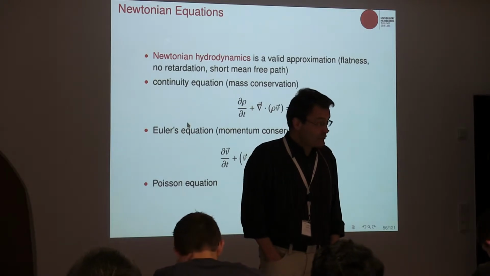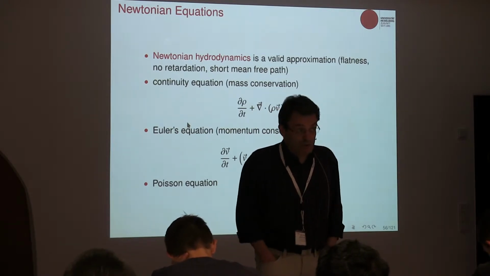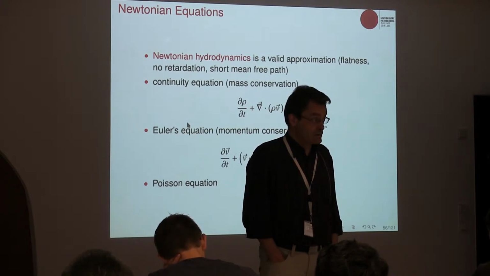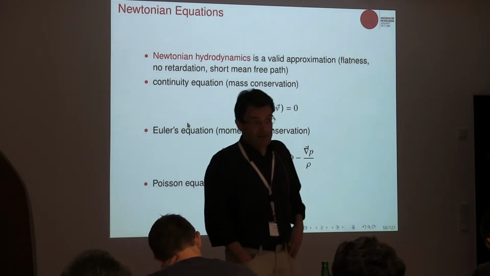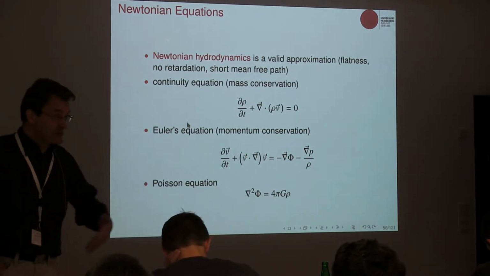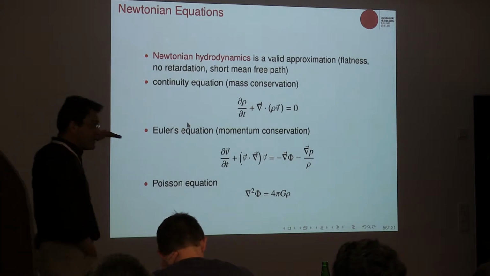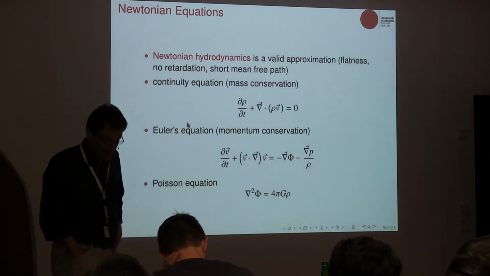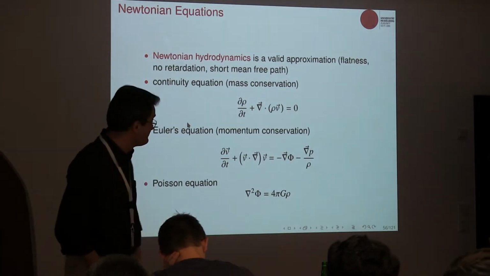This may be true for baryons. This is certainly not true for dark matter particles. This is one of the reasons why, with these equations, it is essentially impossible to study nonlinear structure growth. But nonetheless, as long as the density fluctuations and the velocity fluctuations are small, we can use this approach.